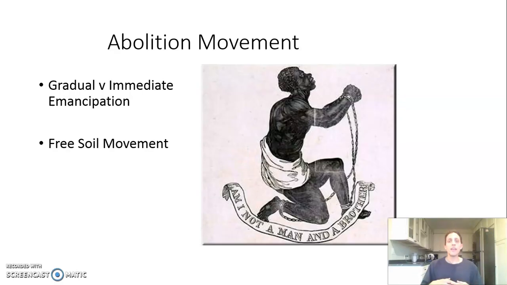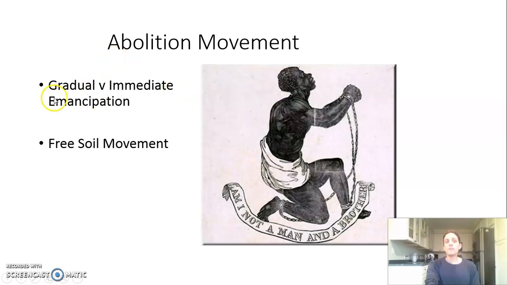So you want to know that the abolition movement to get rid of slavery within the United States, there's varying different reasons for why people want to be a part of this. A major difference is people who want gradual emancipation, like happened in the northern states after the American Revolution, and those who want immediate emancipation.